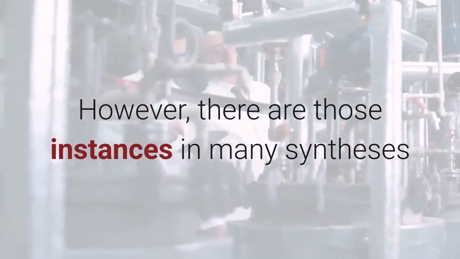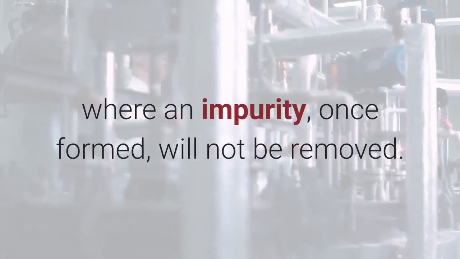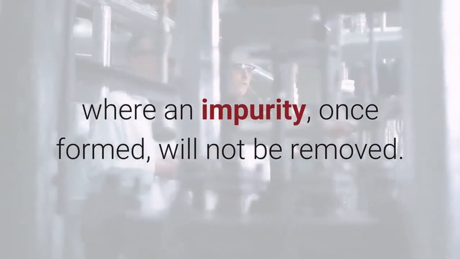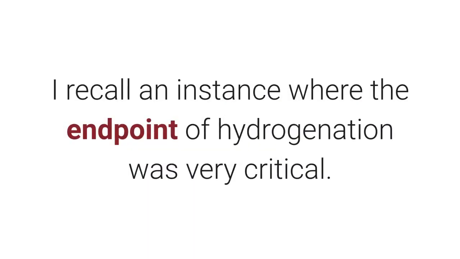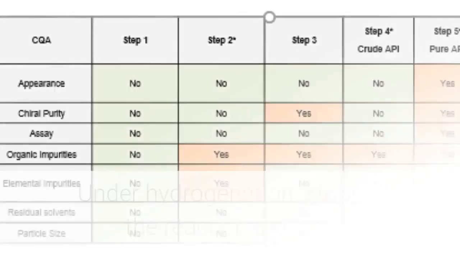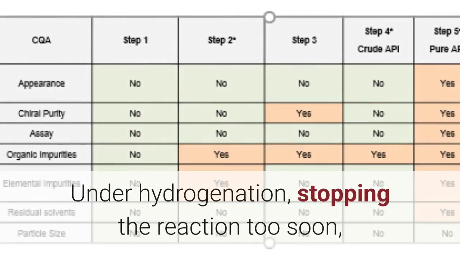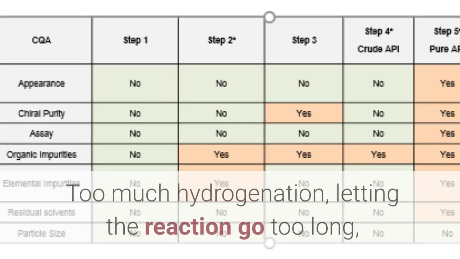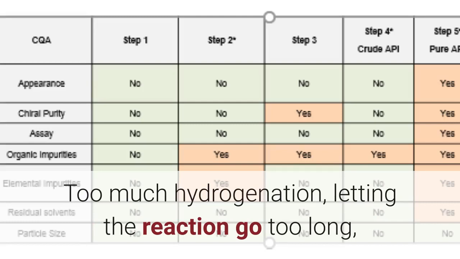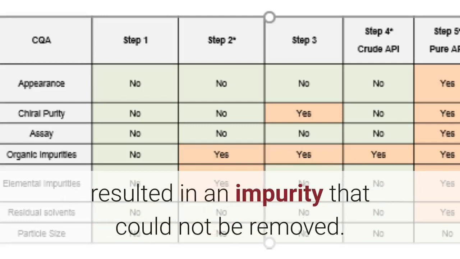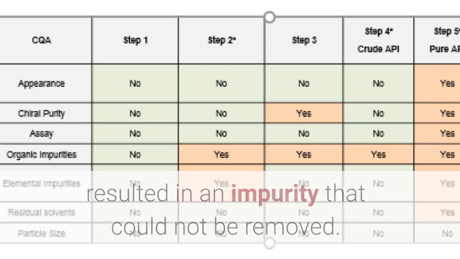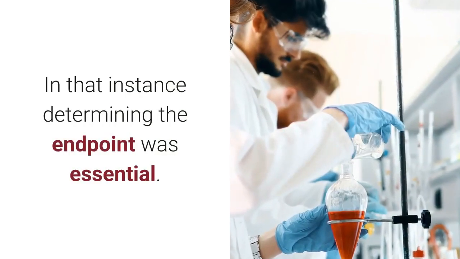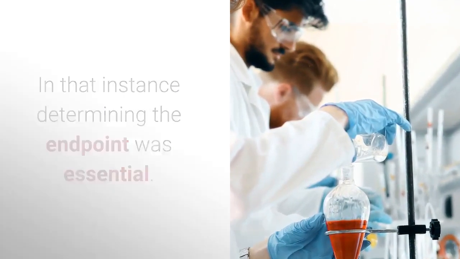However, there are those instances in many syntheses where an impurity once formed will not be removed. I recall an instance where the endpoint of hydrogenation was very critical. Under hydrogenation, stopping the reaction too soon would lead to excess unreacted material and lower the yield. Too much hydrogenation, letting the reaction go too long, resulted in an impurity that could not be removed. In that instance, determining the endpoint was essential.